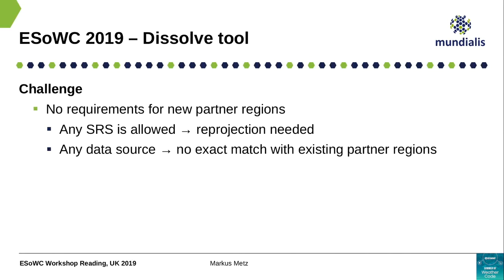The challenge here is that there are actually no requirements for any new partner regions. Any spatial reference system is allowed. That means reprojection is needed, which means that errors will be introduced or can be introduced. Also, any data source for any new partner region definition is allowed. There are absolutely no restrictions as far as I know. That obviously means if you pick the region polygon from one data set and compare it to a completely different data set, we have different levels of detail, and usually there's no exact match with the existing partner regions.